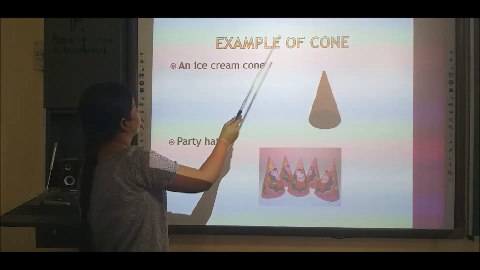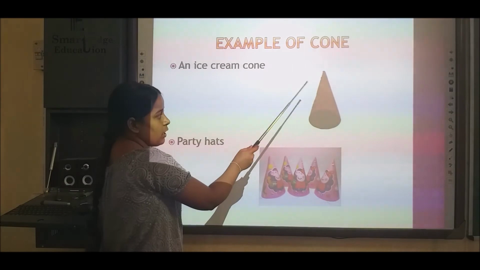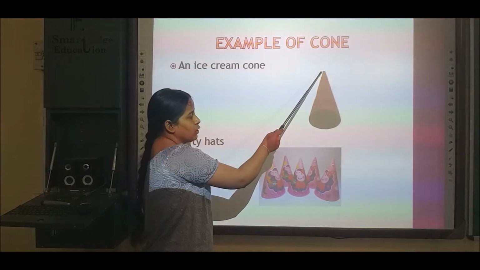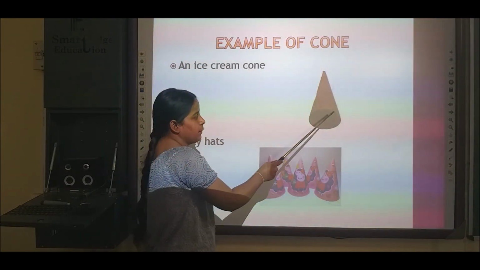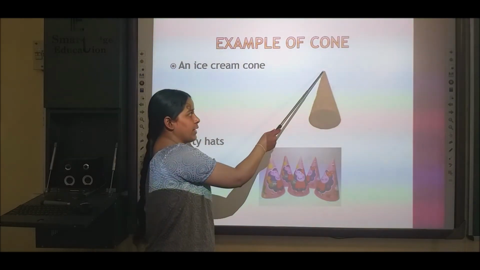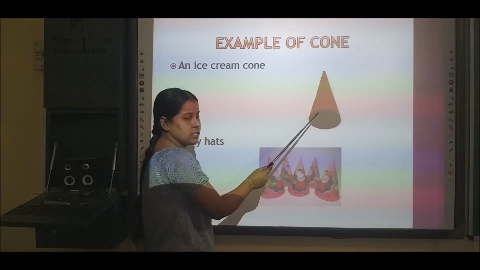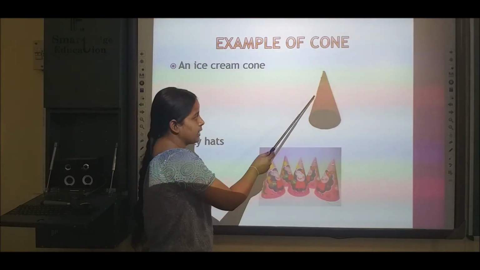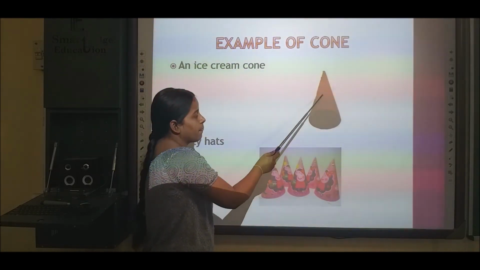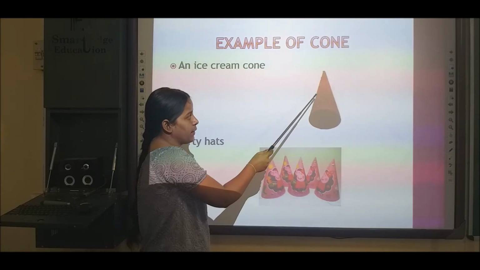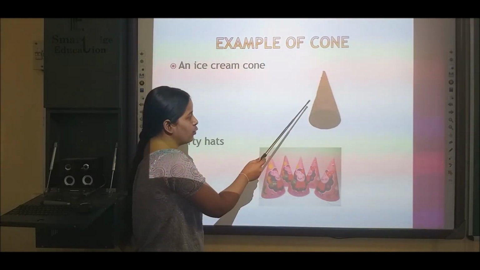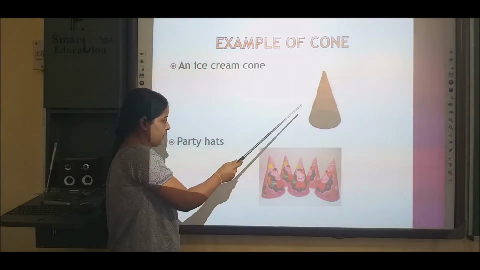Examples of cone. An ice cream cone. Ice cream cone, there is a corner. Two lines meet at this point. So it has one corner. This part is a flat surface, and this middle part where we hold it is the curved surface. So it has two surfaces.